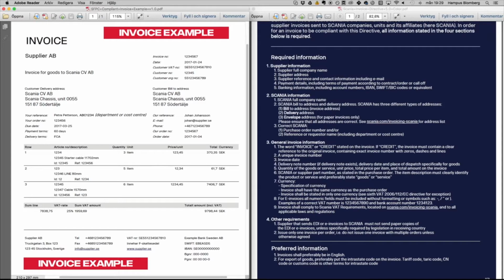Please pay extra attention to the Scania bill to address and ensure that all information, including the unit name and code, is correct according to the address list on the supplier portal. And make sure to include the order number or reference person, including department.